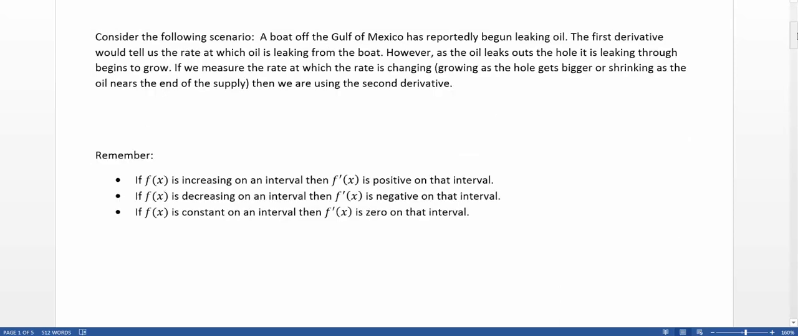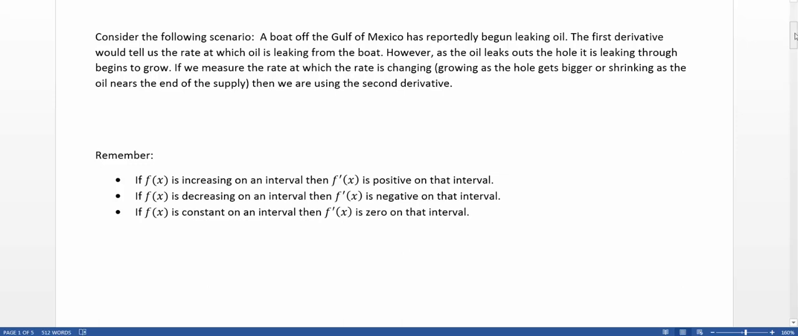In this section, we're going to be building off the key relationships that we started talking about earlier in this chapter. So remember, if f of x is increasing on an interval, then the first derivative is positive on that interval. If f of x is decreasing on an interval, then the derivative is negative on that interval. And if f of x is constant on an interval, then the derivative is 0 on that interval. We did this by plotting tangent lines and looking at the relationships, and we said that the slopes of those lines are related to whether or not the function is increasing or decreasing.